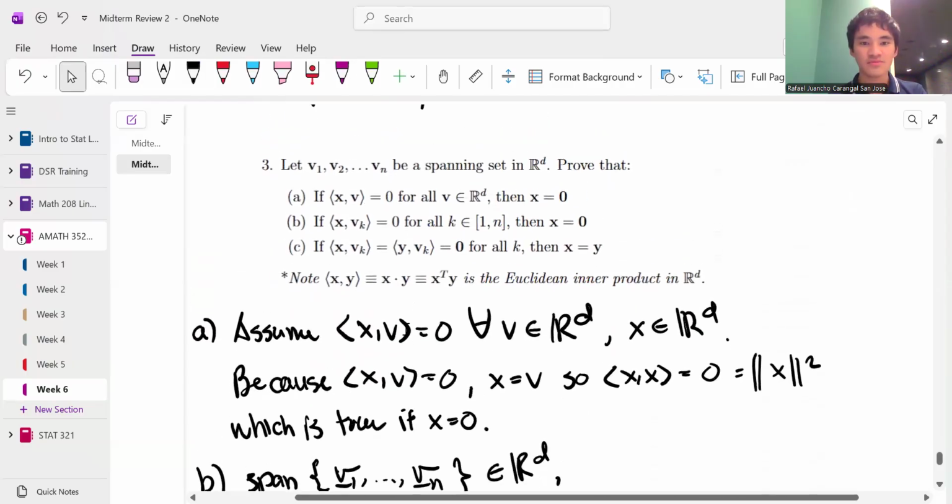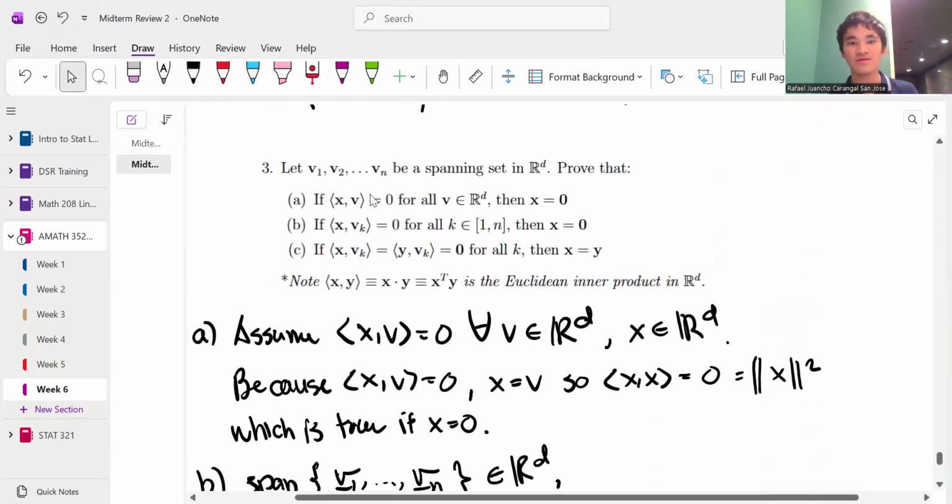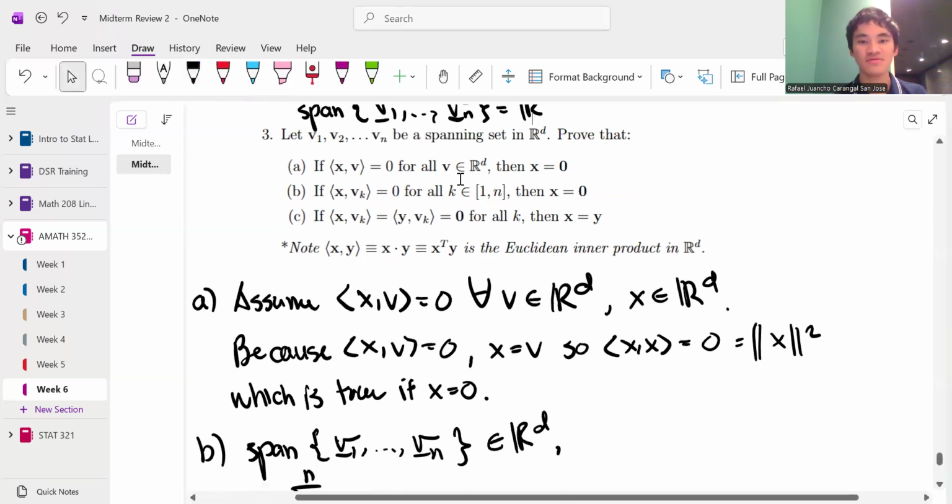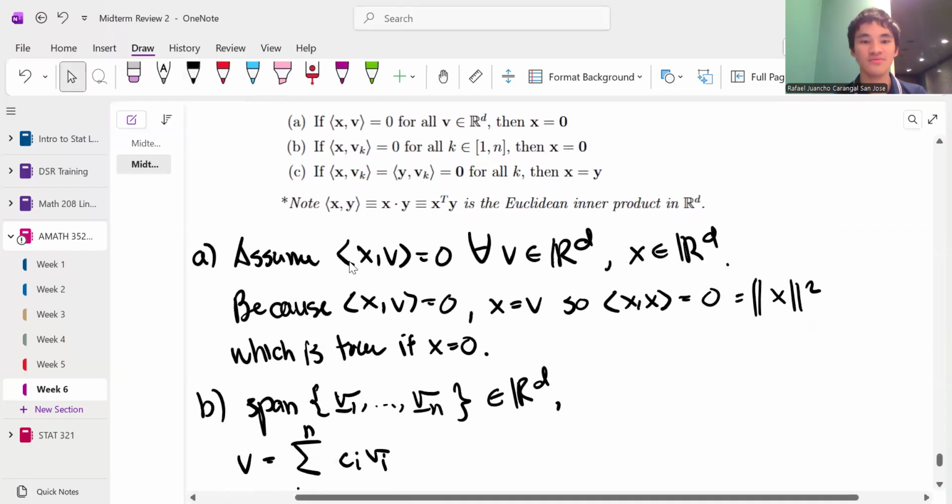Okay, let's try number 3. So we let v1 to vn be a spanning set in Rd. That basically means the span from v1 all the way to vn is equal to Rd. Is that true? Actually, yes, that's true. So we prove that, for letter a, if the dot product of x and v is 0 for all v in Rd, then x is 0.